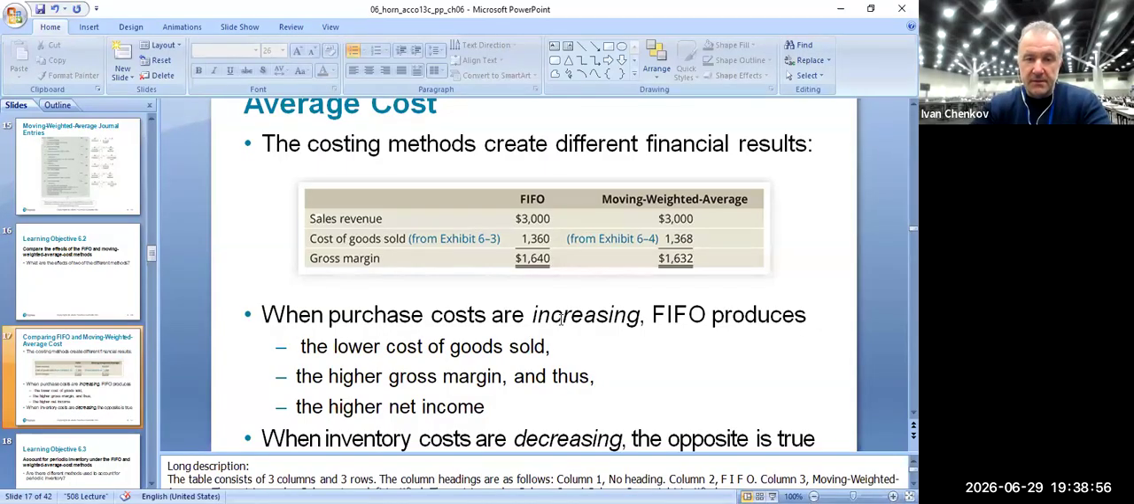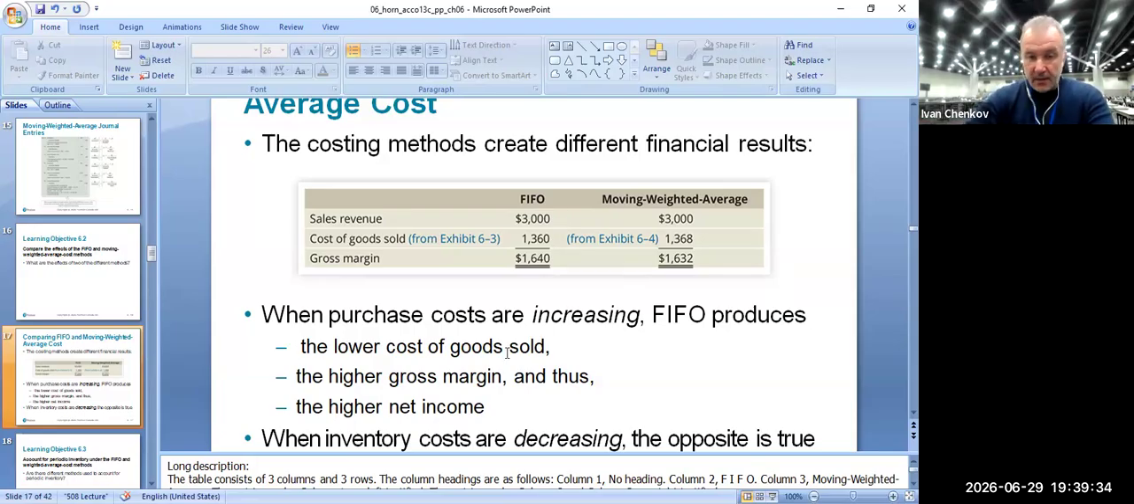Cost of goods sold are different. In the first in, first out, we have lower cost of goods sold compared to the moving average. Why is that? Because in the first in, first out, we're selling the cheaper inventory that we have. With the moving average, we're adjusting for the new price of the inventory slowly and moving towards the highest price of the inventory, whereas in the first in, first out, we only keep the inventory from the last purchase, which comes with the higher cost.